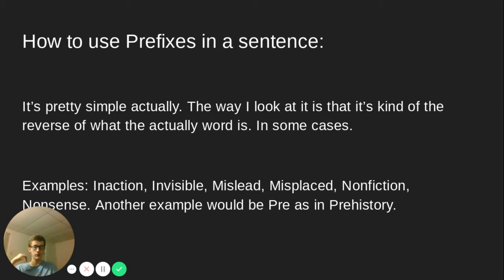So it's nonsense. Another example would be pre, as in prehistory. The prefix in this would be pre. Prehistory, something that didn't happen in history, it's something that happened before.